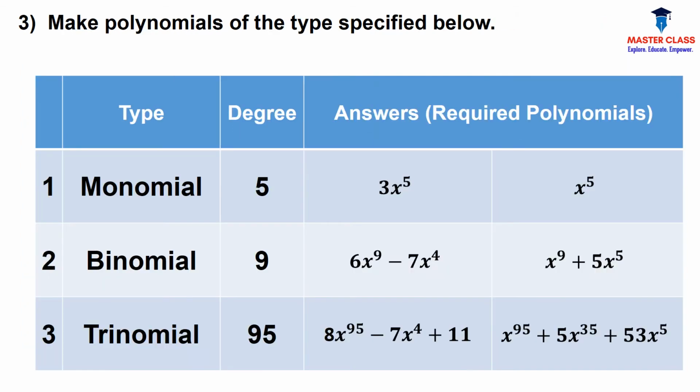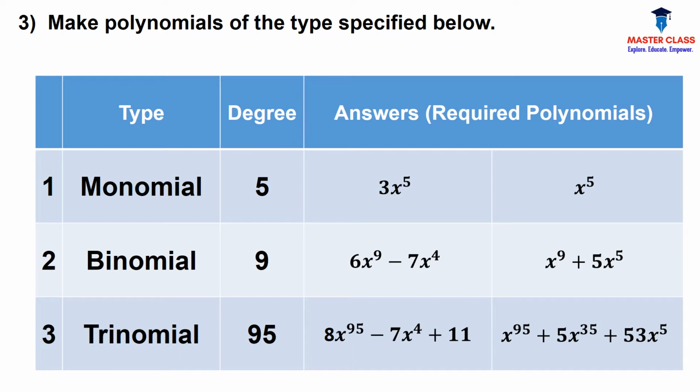The next type of question in this section is to make polynomials of the specified type. These type of questions are open-ended and there may be many correct answers. Let's look at the first one, which asks us to make a monomial of degree 5. Two possible solutions are 3x raised to 5 or x raised to 5. Both these terms are of degree 5 and they are monomial. We could have used any other coefficient and any other variable.